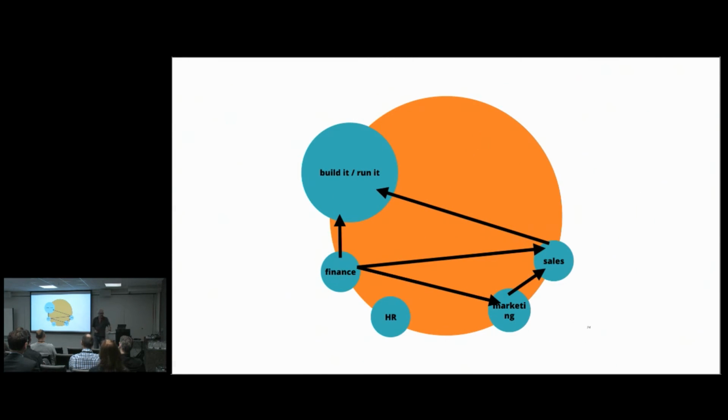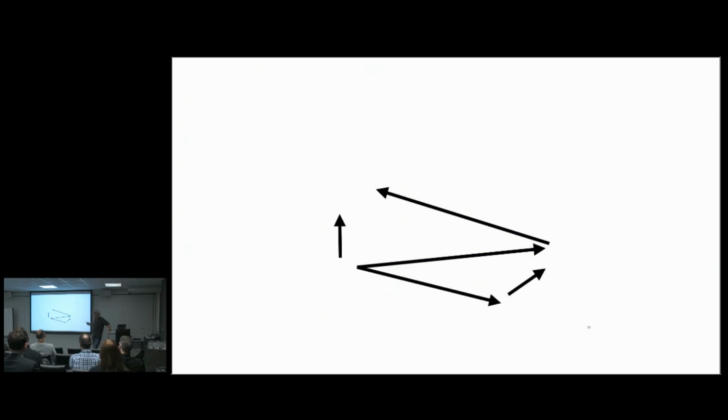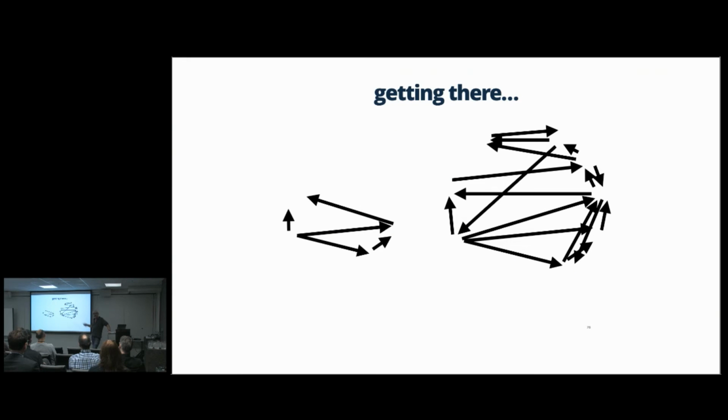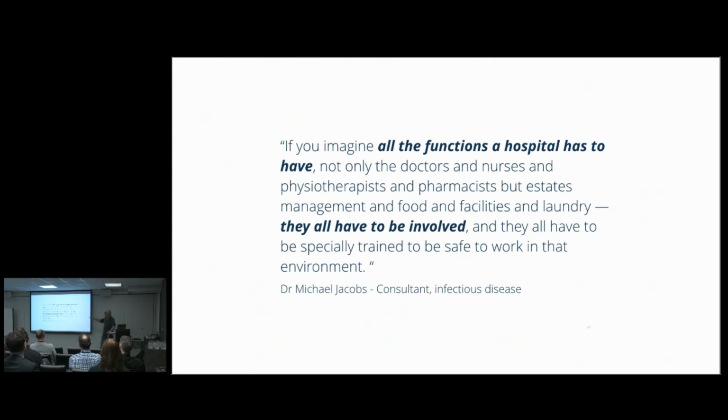So we've now got down to this, which is a lot better than it was. It's a lot better than this. But can we go further? Well, I think we can. Because Dr. Michael Jacobs said, all the functions a hospital has to have. He didn't say except for facilities and the porters. Right? All the functions. Well, what about the rest of our functions?